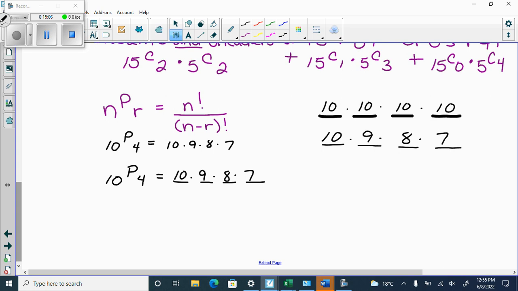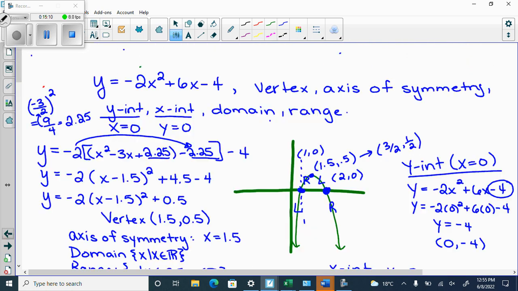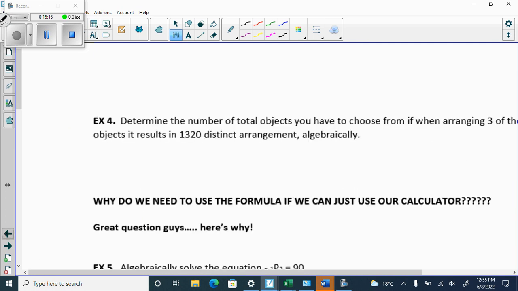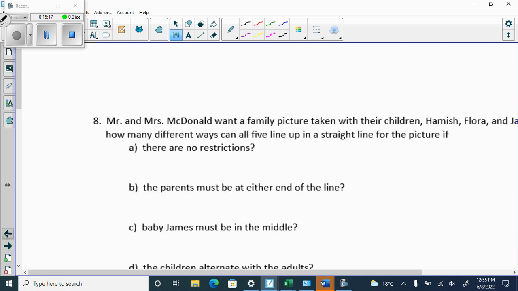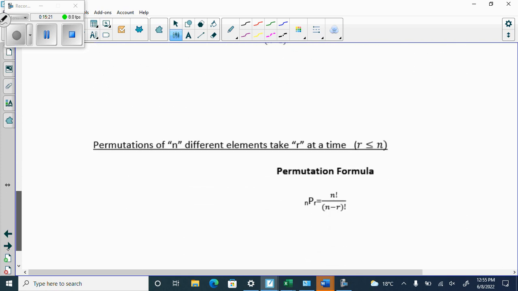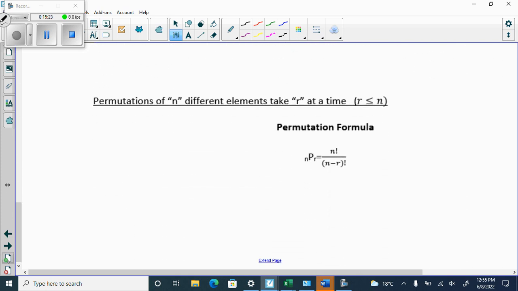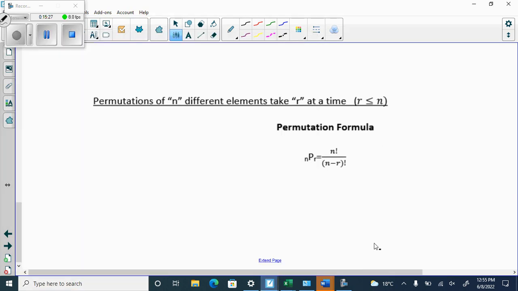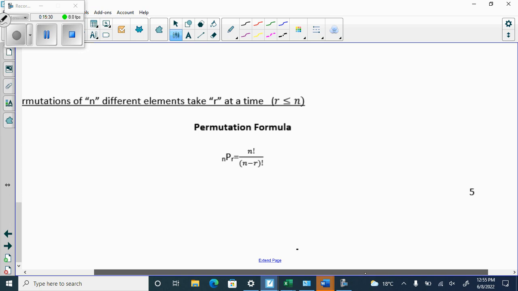We'll go, I'll let you go back in your notes. Go back here so you don't have to pick out paper. This is page, I don't know what page. No, I don't even know what I just did.